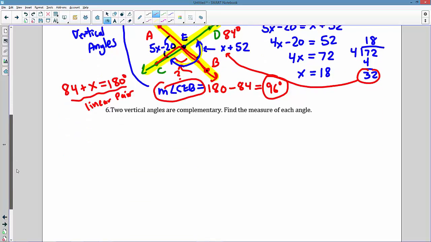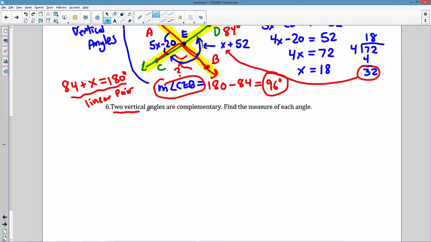Okay, two vertical angles are complementary. Two vertical angles have the same measure, so they're the same. And complementary means they add. Don't say they equal, that's wrong. Say add to, or their sum is equal to, but better to say add to 90 degrees. So I have two things that are the same measure that add to 90 degrees. Well, that makes each one of them 45.